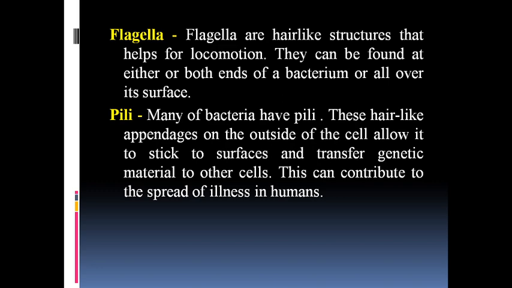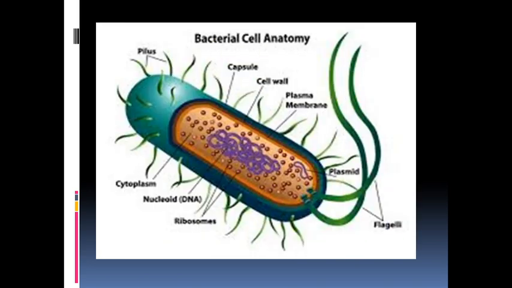These flagella can be found at either or both ends of the bacterium, or all over its surface. Okay, so these flagella are there, no? See, this is the flagella, long hair-like structures. This is called flagella. It can be found on one side, either this side or this side, or both sides, or all over the surface of the bacteria, and this helps in the motility of the bacteria. Motility means movement of the bacteria.